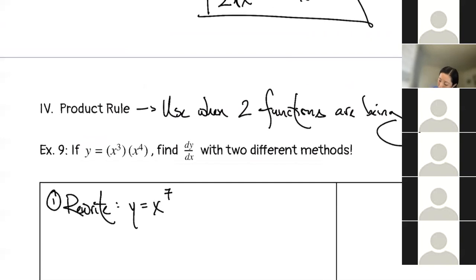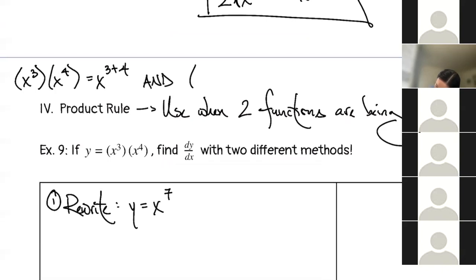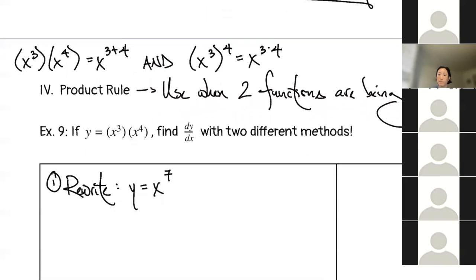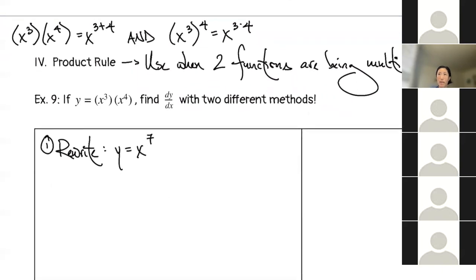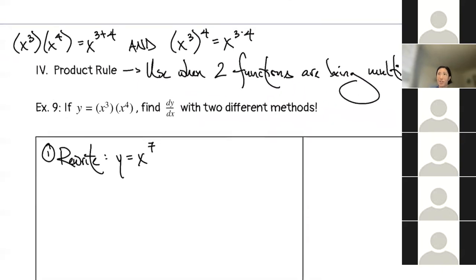Okay. So maybe let's jot that down over here, that x to the 3rd times x to the 4th equals x to the 3 plus 4. And x to the 3rd to the 4th is x to the 3 times 4. So I think these two rules oftentimes get confused, and so we want to make sure that we know what that strategy is.